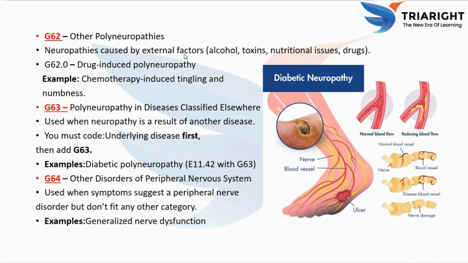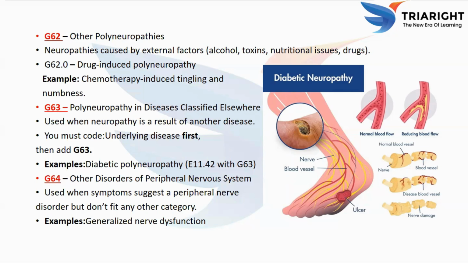So what are other polyneuropathies? These neuropathies happen due to external factors such as alcohol, toxins, nutritional issues and drugs. So what are toxins? These are poison exposure, nutrition issues like vitamin B12 deficiency, and certain drugs or medications. So what is the example? What is the subcode of G62? It's G62.0, the drug-induced polyneuropathy.